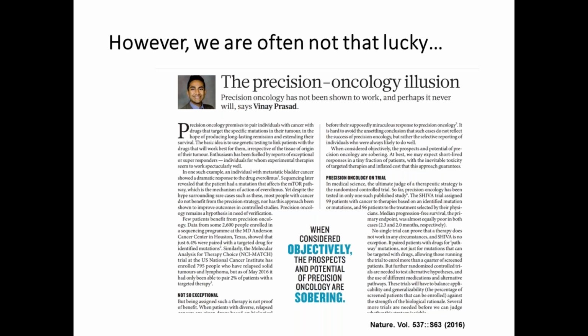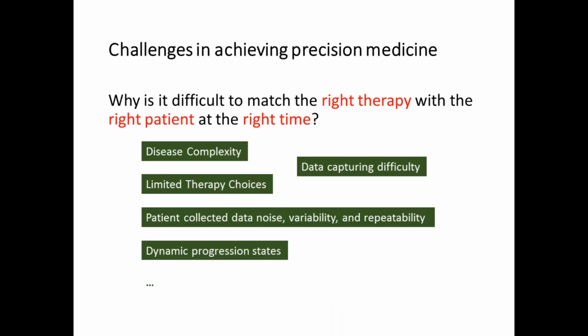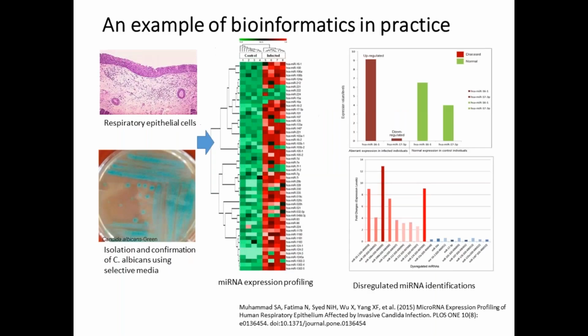And they talk about maybe expanding the population, but I think the diversity of disease is a lot more than what we have imagined. So you can list all of these challenges. The diseases are very complex. We have limited therapy choices. Patient-collected data have lots of noise. And we don't actually have the so-called real big data that the e-commerce people have. They have continuous monitoring of you day and night, but we only have snapshots.